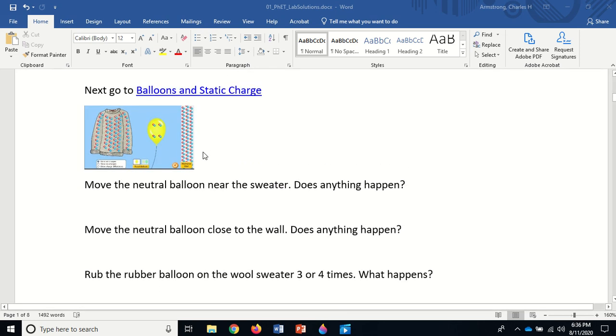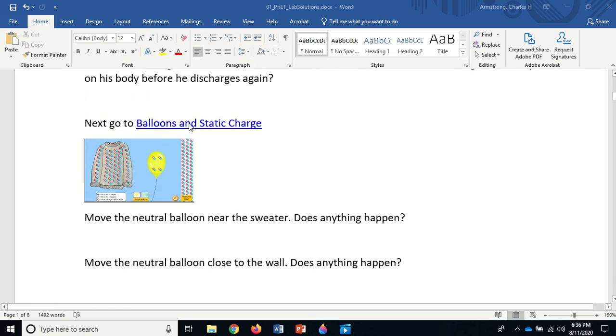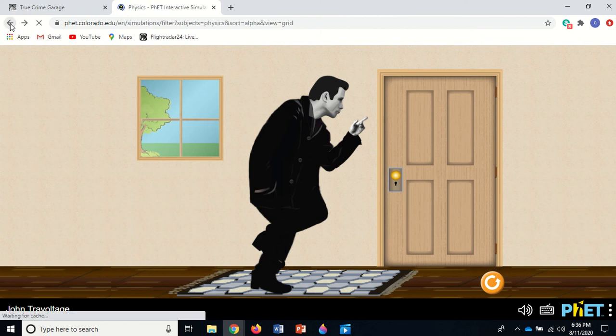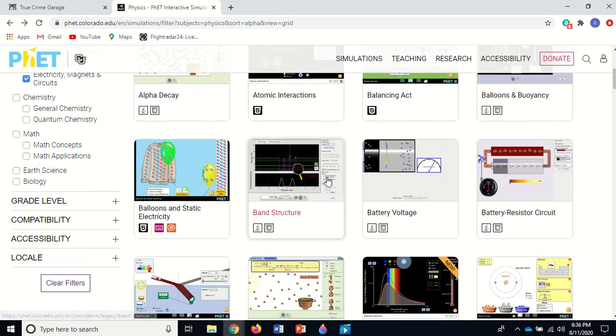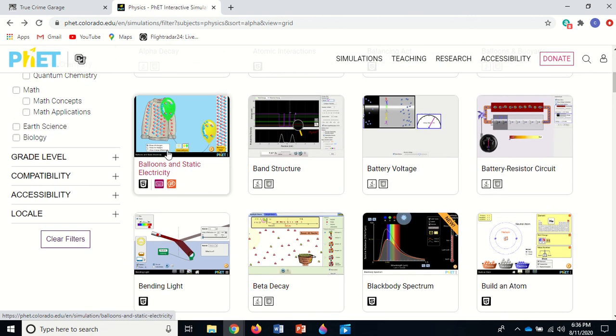Okay, balloons and static charge. So now we want to do the one called balloons and static charge. How come it's not showing up? Oh, there it showed up finally. Okay, there it is. That should be on the picture too. So this one's going to be right here. Again, they're in alphabetical order. You can either click on that, or I'm just going to do it this way. So you got balloons up here. There it is.